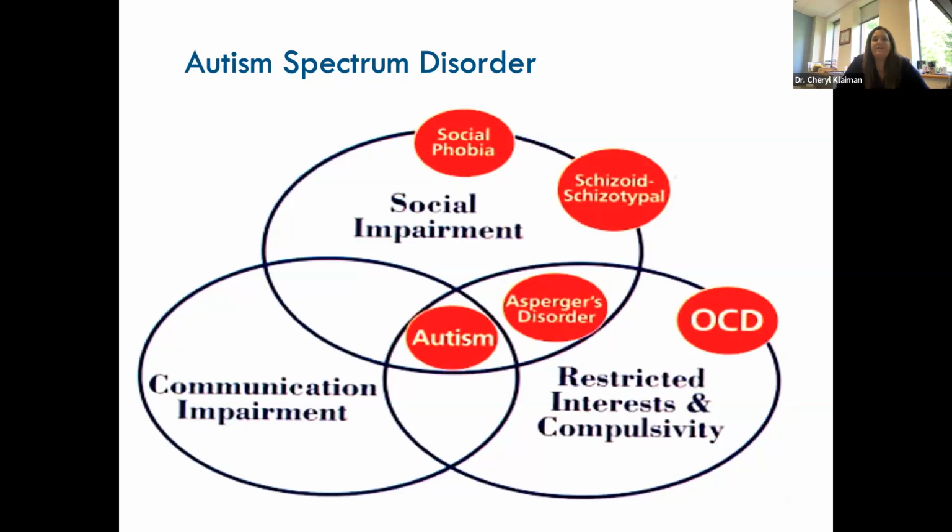But then we have things that are falling on those fringes, right? So for individuals that might have a social impairment, but maybe it's not their core, maybe it's more of an anxiety disorder, we see social phobia. And we see also a lot of social impairments, obviously, in individuals with schizoid or schizotypal personality disorders or diagnoses. In terms of restricted interest, we might see things like OCD, and there's a lot of overlap, and some of this can be really challenging to tease apart.